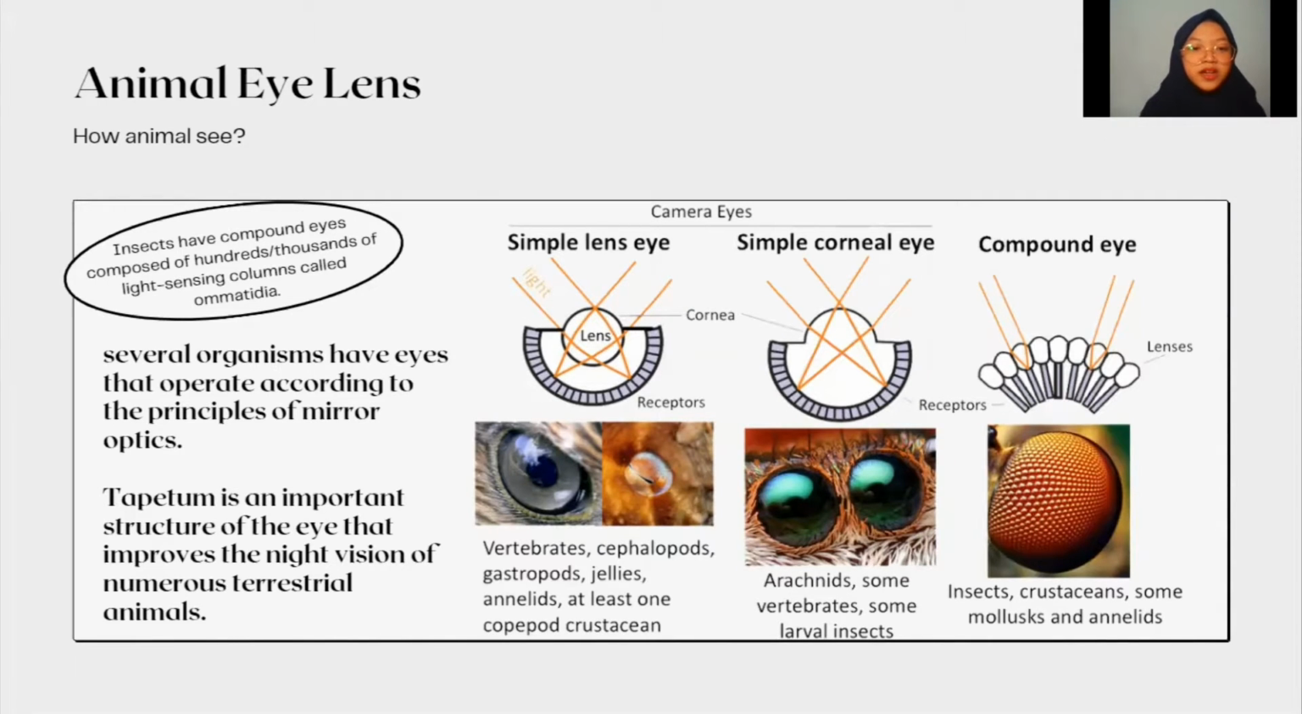And several organisms have eyes that operate according to the principle of mirror optics. Tapetum is an important structure of the eye that improves the night vision of numerous terrestrial animals, just like cats and tigers. You can see their eyes shine bright at night.